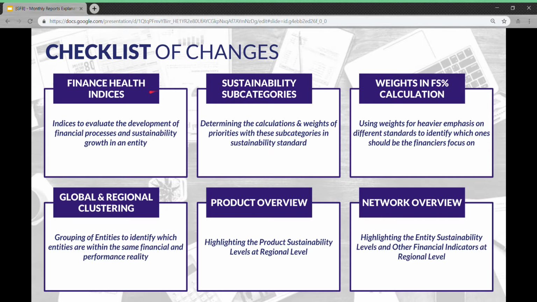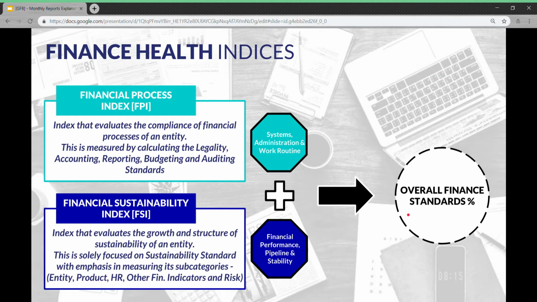So first, our first change is that we had introduced the finance health indices, then focus on sustainability categories, then waste and finance standards percentage calculation, then we had introduced the global and regional clusters, product overview, and network overview.